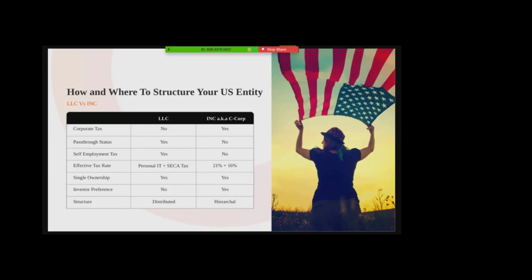Whereas in an INC, it's a very clear proposition. You pay 21% flat on the net profit, and if there is a dividend payout, you pay 16% on the dividend. So this is how it works in the INC. Now coming to certain geographies like India, some of the countries where single ownership is not allowed. But in the US, either an LLC or an INC can have a single ownership, which is a great advantage for startups.